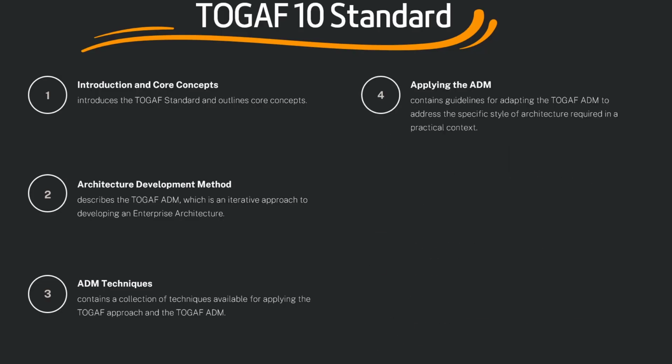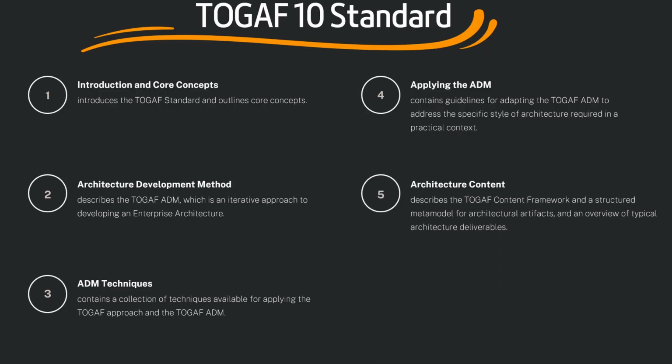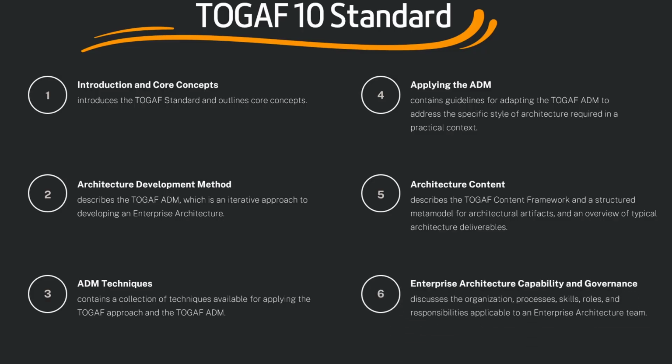Applying the ADM contains guidelines for adapting the TOGAF ADM to address the specific style of architecture required in a practical context. Architecture content describes the TOGAF content framework and metamodel for architecture artifacts and an overview of typical architecture deliverables. Enterprise Architecture Capability and Governance discusses the organization, process, skills, roles, and responsibilities applicable to an enterprise architecture team.